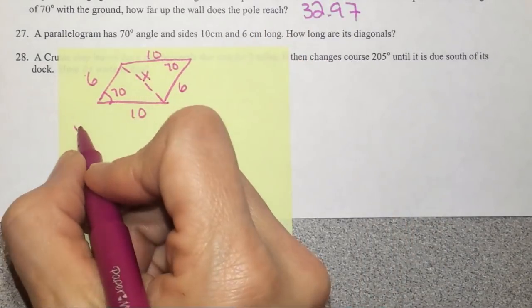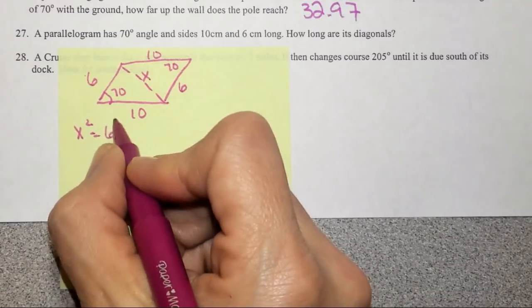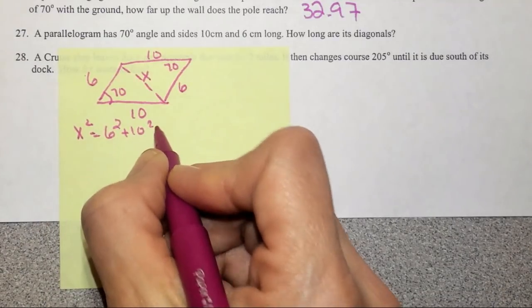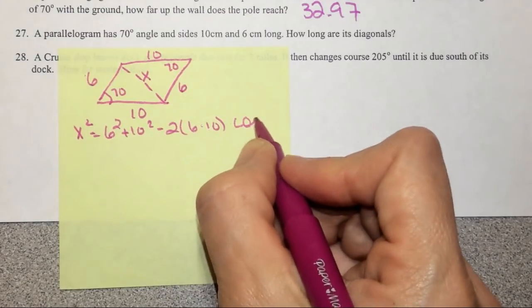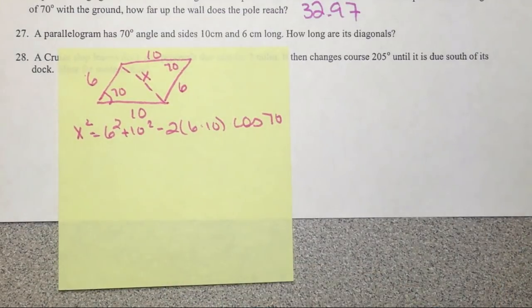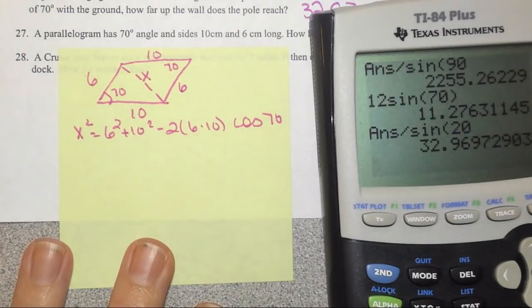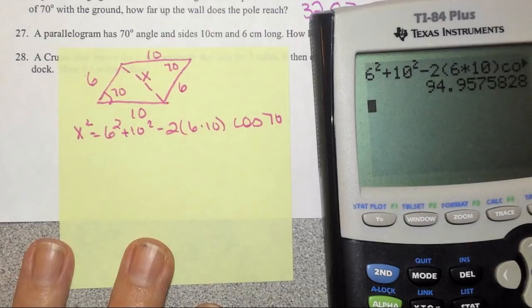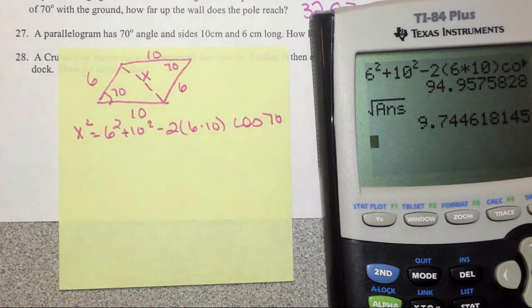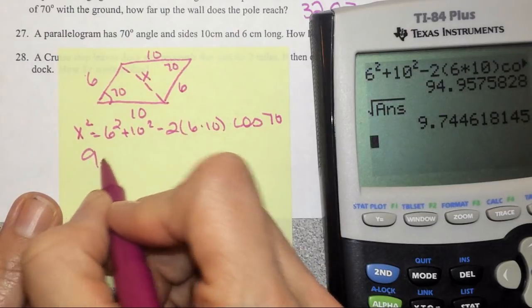We're going to use our law of cosines. So 6 squared plus 10 squared minus 2 times 6 times 10 times cosine of 70. Don't forget to take the square root. So 6 squared plus 10 squared minus 2 times 6 times 10 times cosine of 70. And we're going to square root that answer. And we're going to get 9.74. So one of our answers is 9.74.